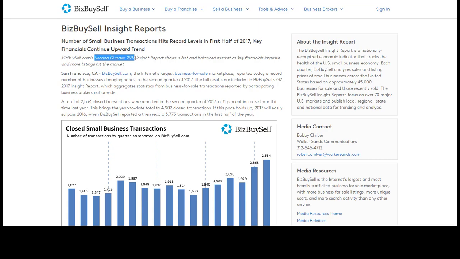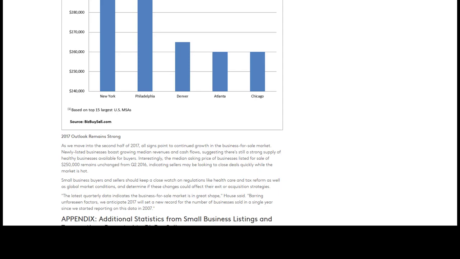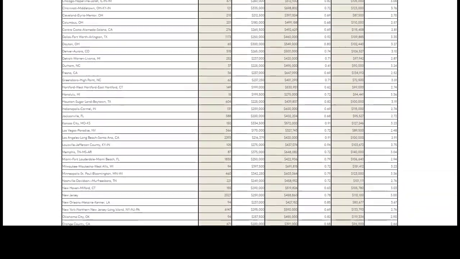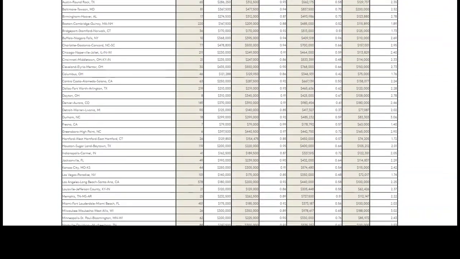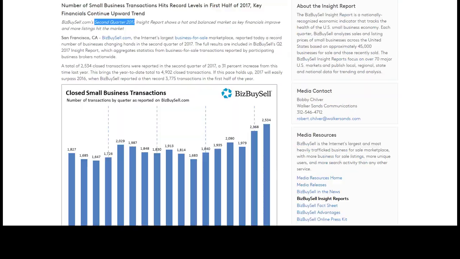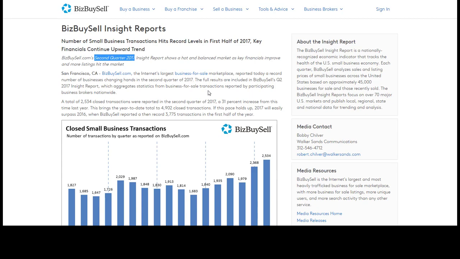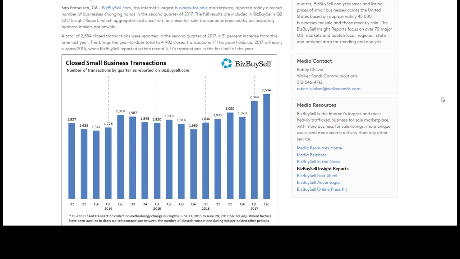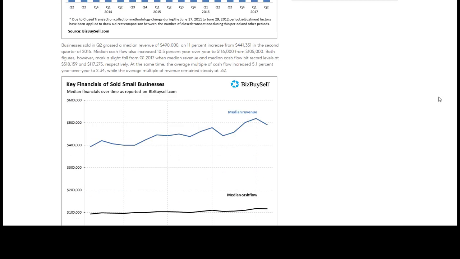Now, one of the most interesting things about the second quarter data in particular is that in the second quarter insight report, they go through the full year data right at the end for the previous year. So at the bottom here, there's full year data for 2016, firstly by geography and then by industry. Now, this is the most valuable part of this insight report, and we're going to come back to this and focus on it in a minute. But first of all, let's go back to the top and scan through this insight report so that you can see what data it includes and what's available.